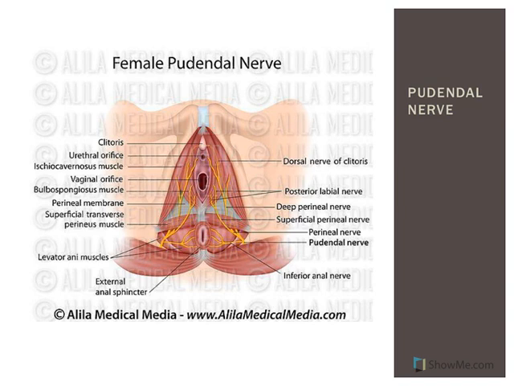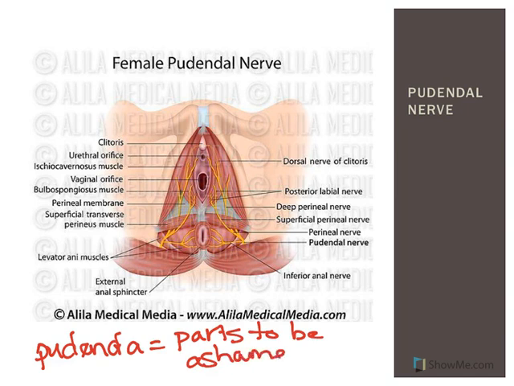Now the last nerve is the pudendal nerve. The pudendal nerve gets its name from the word pudenda, which means parts to be ashamed of, because it innervates parts that people really don't want to talk about. So it innervates muscles of the perineum. Now the perineum is this region between the anus and, in the female, the vagina. In the males, the perineum is the area between the base of the penis to the anus. So it innervates muscles in that region.